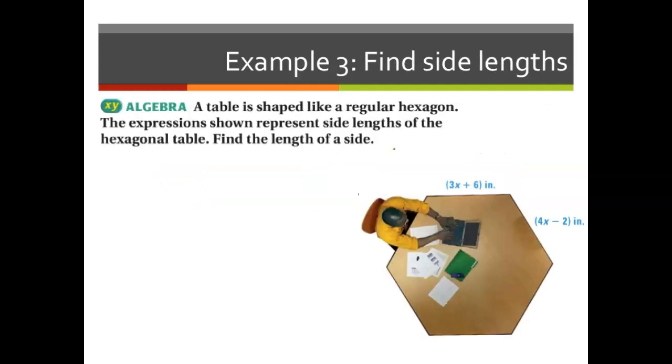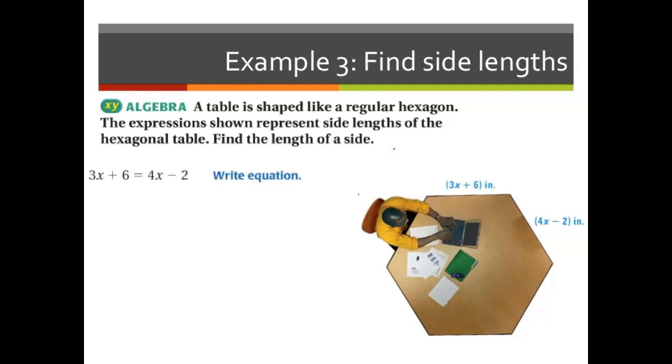All right, example 3. The table is shaped like a regular hexagon. The expressions shown represent side lengths of the hexagonal table. Find the length of a side. Now, since you know this is a regular hexagon, you know that the measures of each of the sides must be equal to each other. One side is given as 3x plus 6, and the other side is given as 4x minus 2. So to solve this, we can set those equal to each other since we know those lengths are the same.